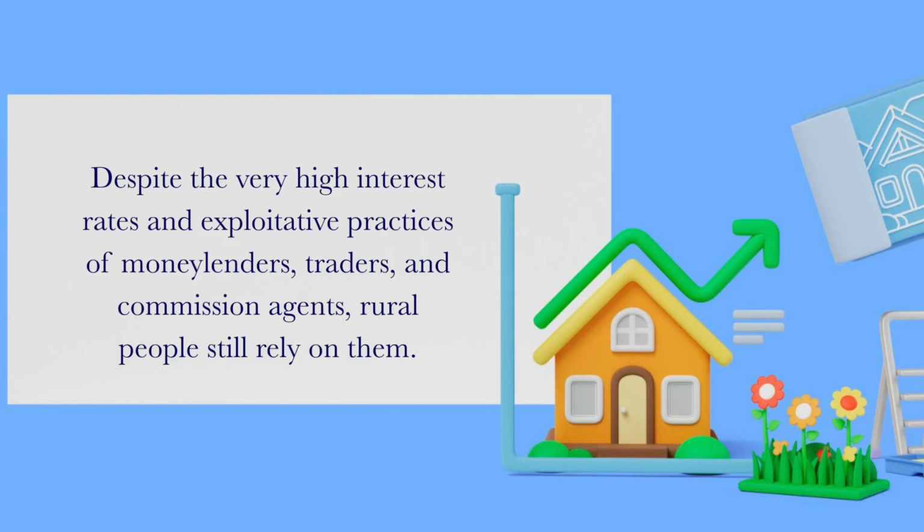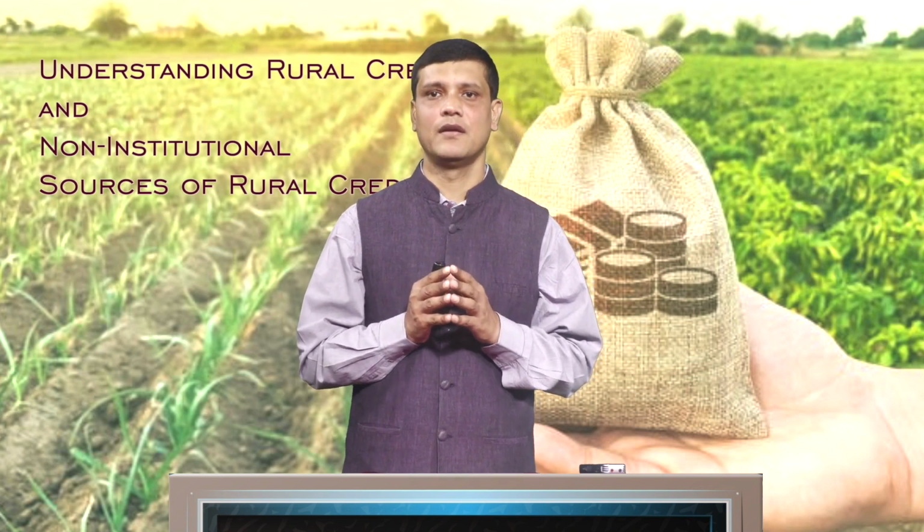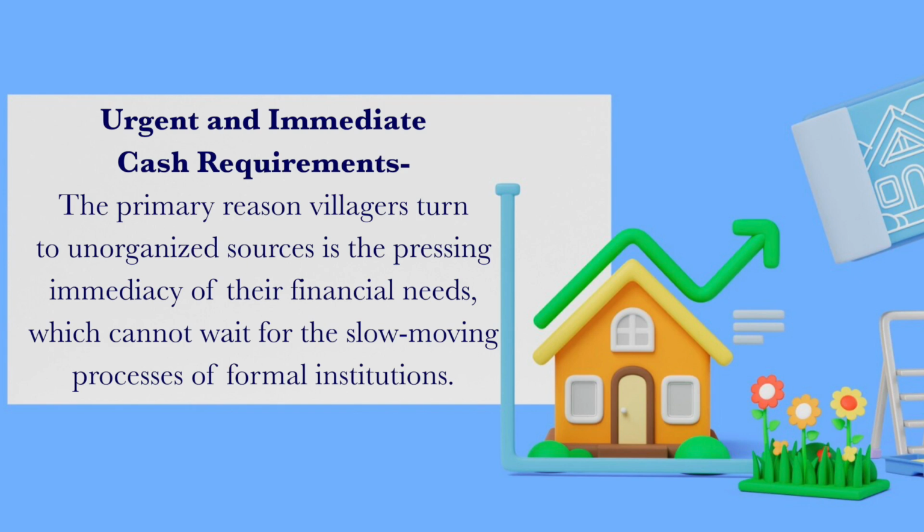Despite the very high interest rate and exploitative practices of moneylenders, traders, and commission agents, rural people still rely on them. This is because of urgent financial needs, limited access to formal banks, and long-standing social and economic conditions that leave them with few other options. Some of the reasons are urgent and immediate cash requirement.